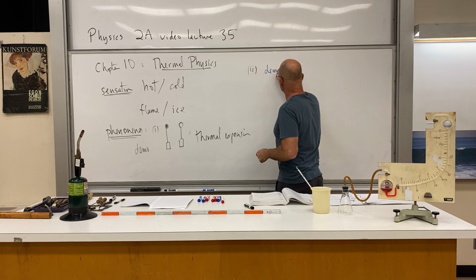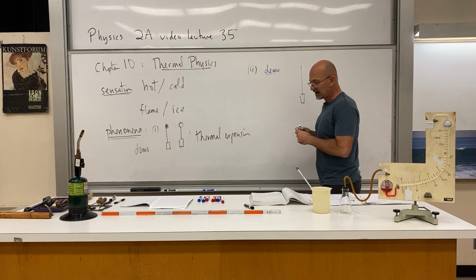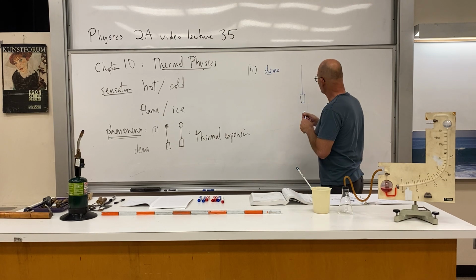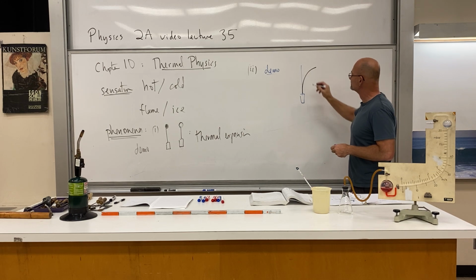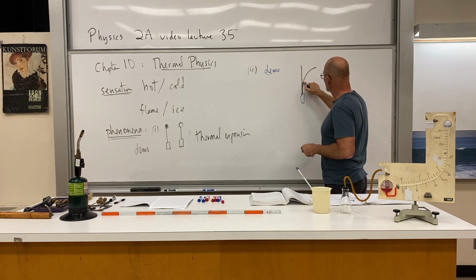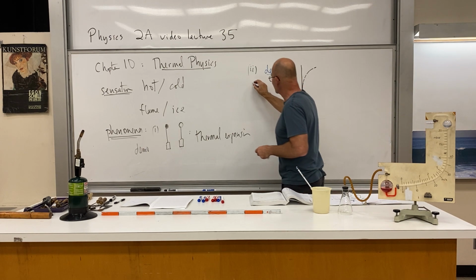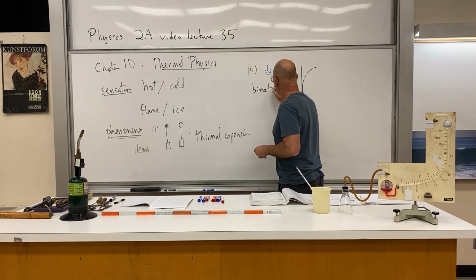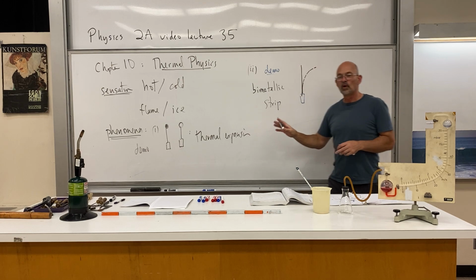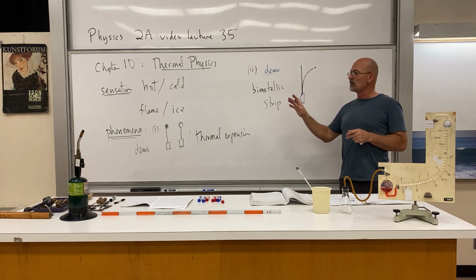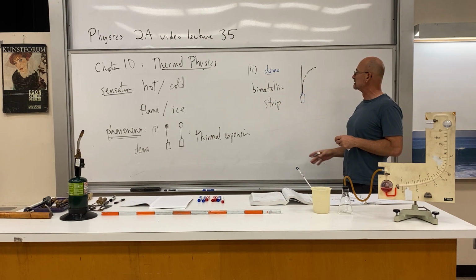So this demonstration, we've got that strip, and you apply flame to it and it bends over like that. Maybe I'll do one of them dotted, okay? It bends over. This is called a bimetallic strip. You'll find these in old-fashioned thermostats, or if you have an oven thermometer, you open it up, you'll probably find a bimetallic strip inside, okay?